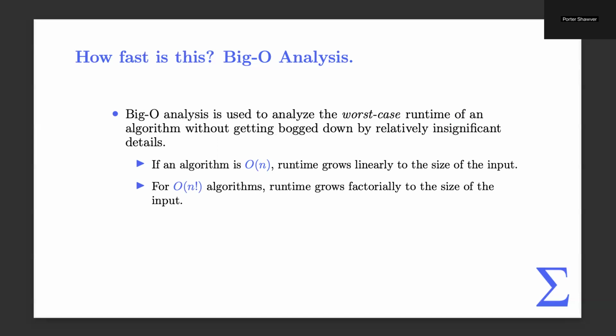So O of n factorial is a function that grows very fast. Asymptotically, if you look at the end of the function, that's going to be a huge number. N factorial goes up super fast. So that's an example of a really, really slow algorithm.